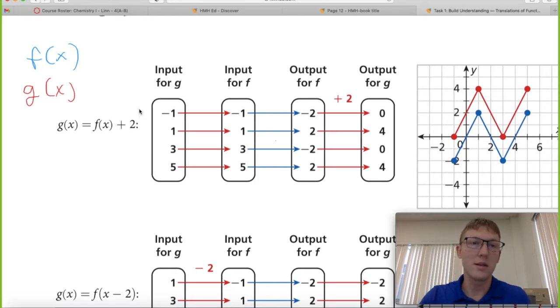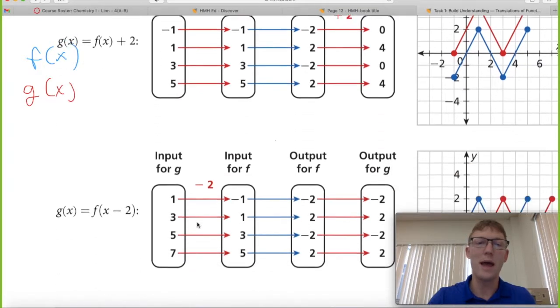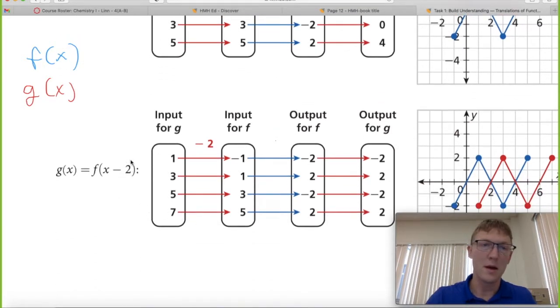So when the parameter is on the outside of the f of x, that is our up and down. You can think about it, if that's a -2, then your g of x is just going to go down. So on the flip side, what happens if we put a parameter inside of the function?